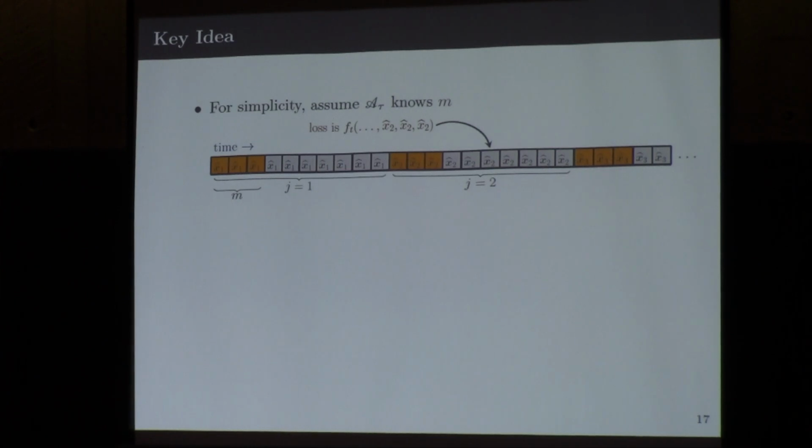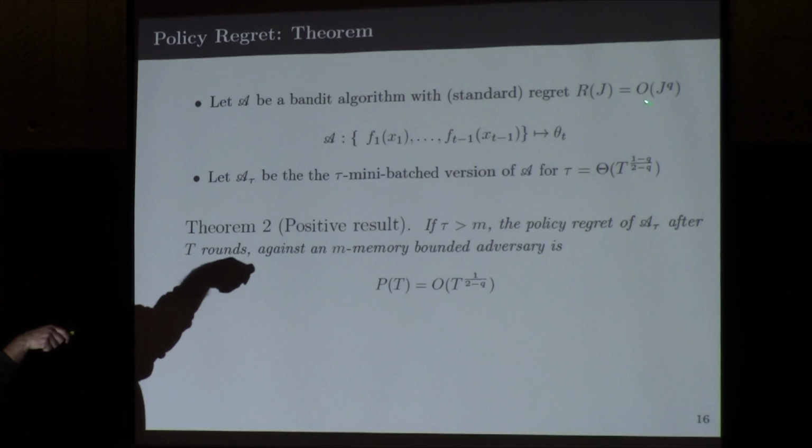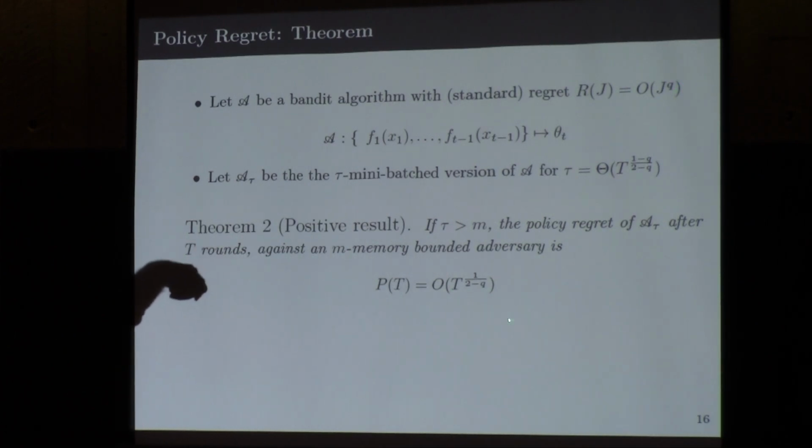Can you show the result? Yes. I'm going to show this again. Sorry, but I'm missing something. Suppose it's sublinear. Yes. J, let's think of q as half. Yeah, q is, let's say, half. You'll get T^(2/3) here.